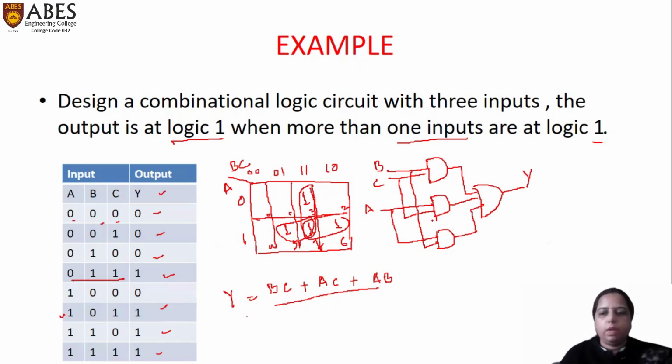And this is the way we can design any combinational circuit. That is, first of all, we will define the problem. Then we will draw the truth table on the basis of the problem. Then on the basis of the truth table, we will draw the K map. And then we will find the Boolean function. And on the basis of this Boolean function, we can easily draw the logic diagram.